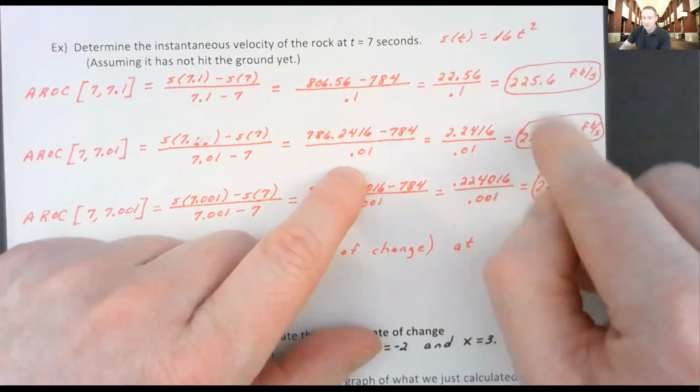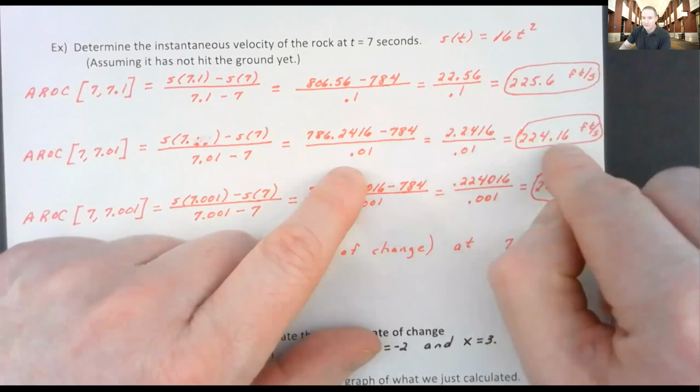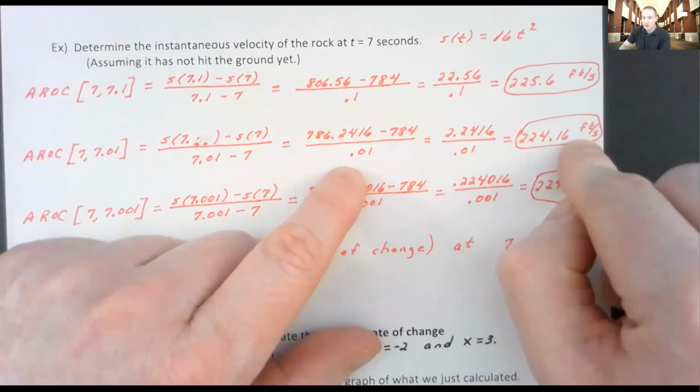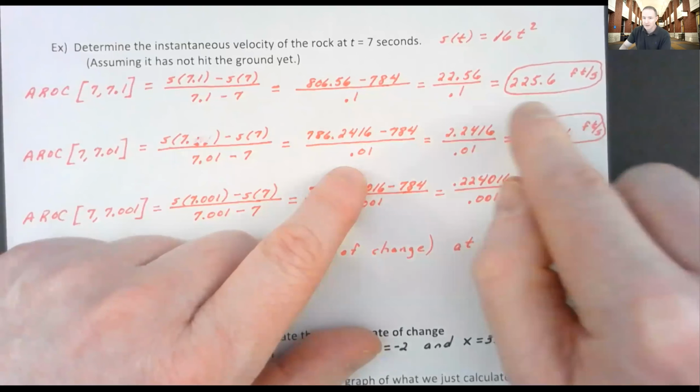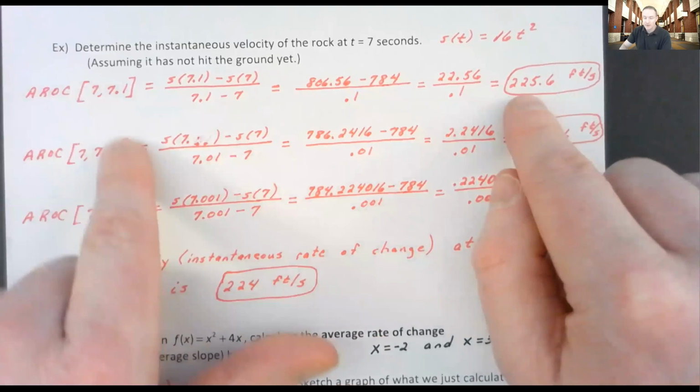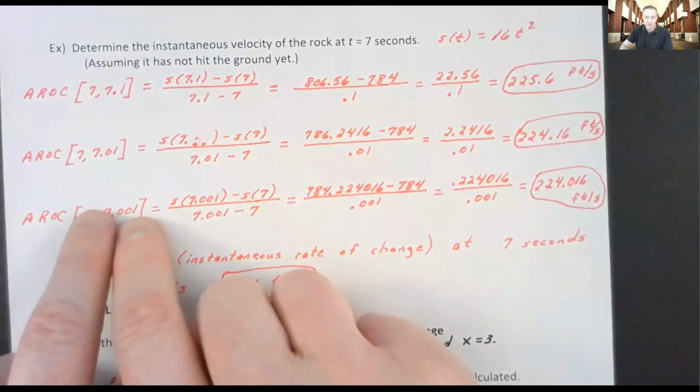If I had to guess what the next one is going to change, instead of dropping 1.44 feet per second, I think it will drop 0.144 feet per second. Because if I move a decimal place here, my change is probably going to change a decimal place. Let's go look.